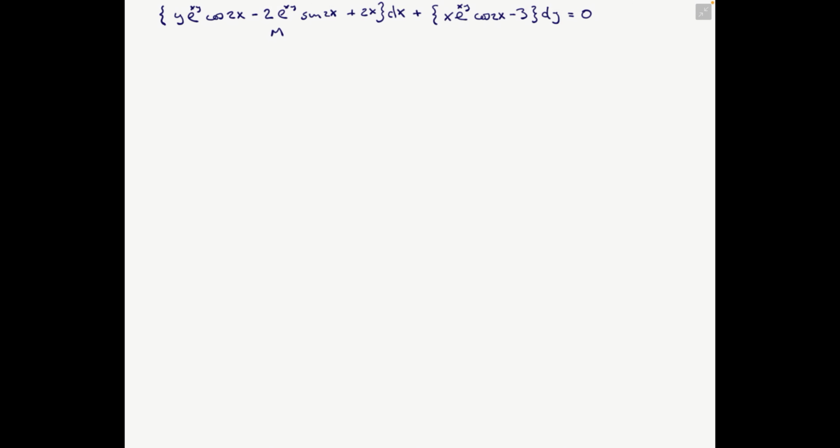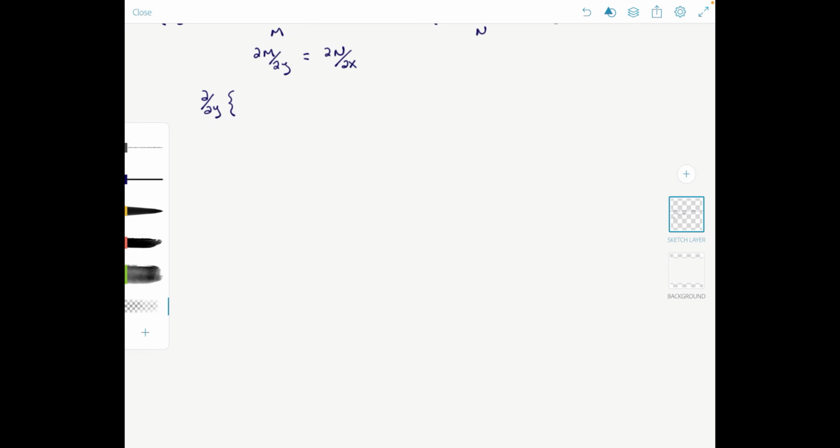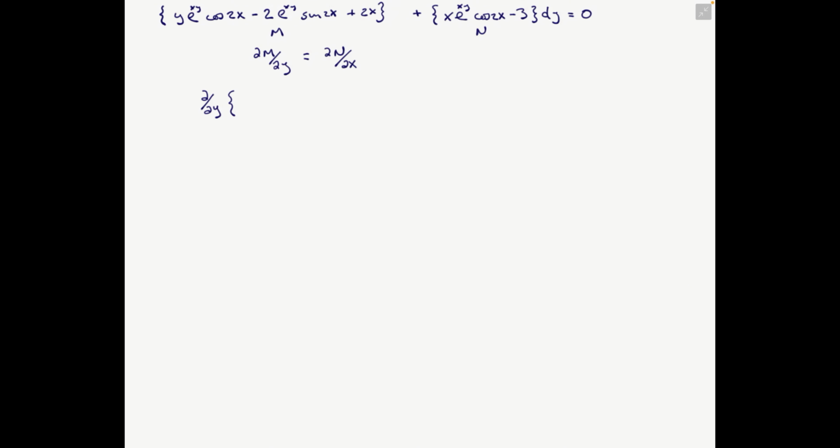In this case, we have M and N. And for us to have an exact equation, we have to have dM/dy equal to dN/dx. When we do that, we are taking the partial derivative of this factor. Well, first off, we divide the equation through by dx so that we have dy/dx, and we have our terms separated, and now we have the partial derivative with respect to y of our first term, M.